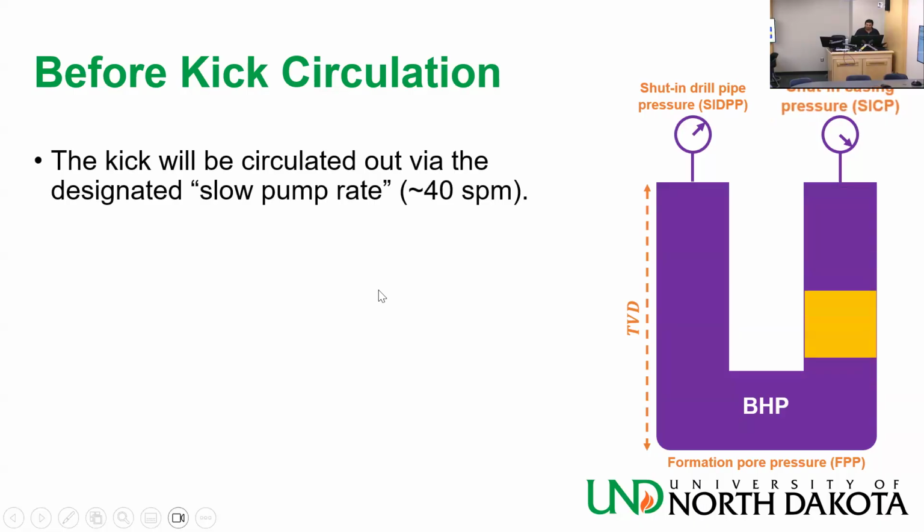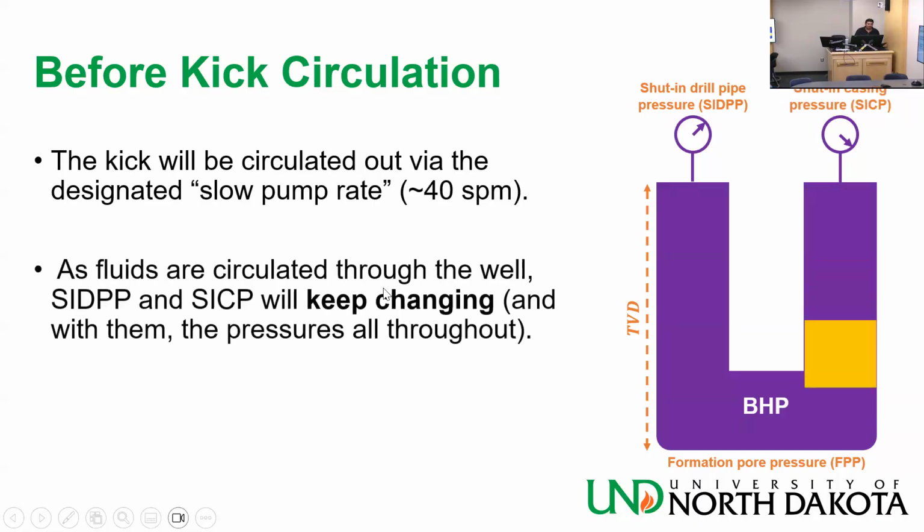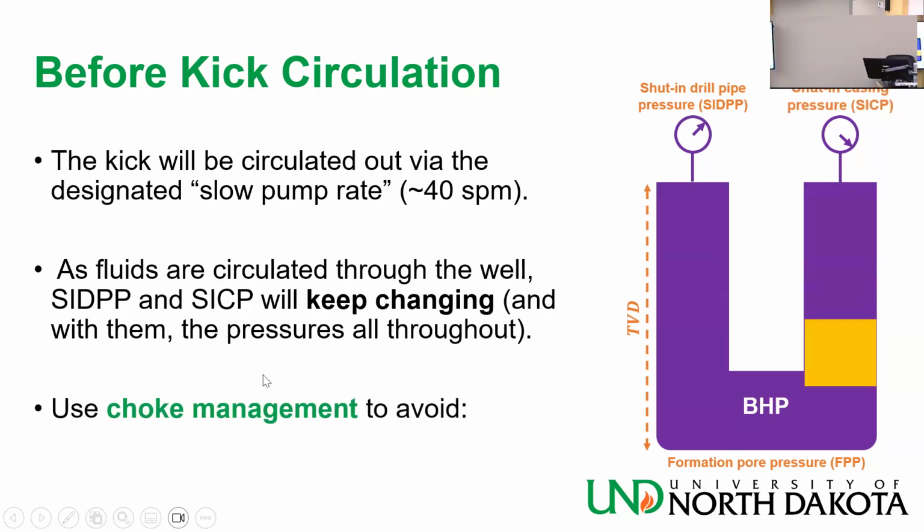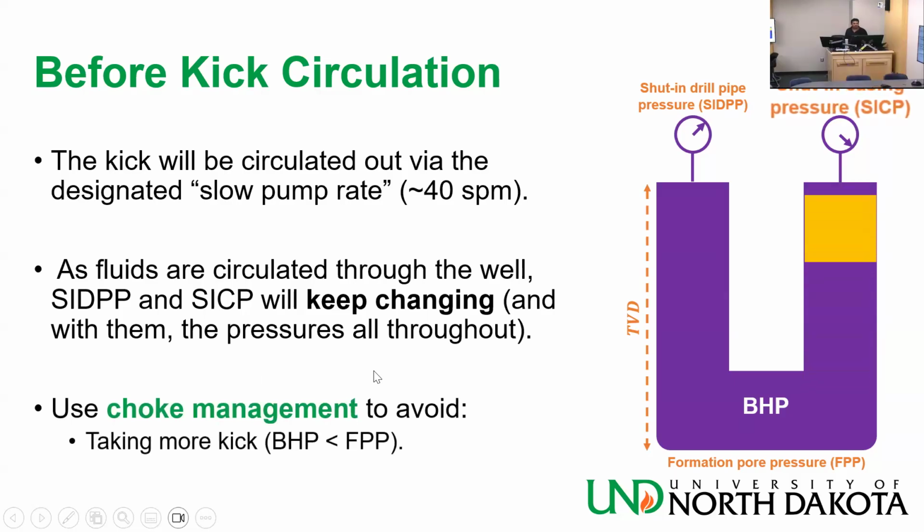Now you're going to circulate it with 40 SPM. As fluids are circulated through the well, the SIDPP and SICP will keep changing, and with them, the pressures all throughout. SIDPP is likely not to be changing, but could be in the first circulation, obviously. In the second one, it will, but use choke management, what we discussed, to avoid taking more kick.